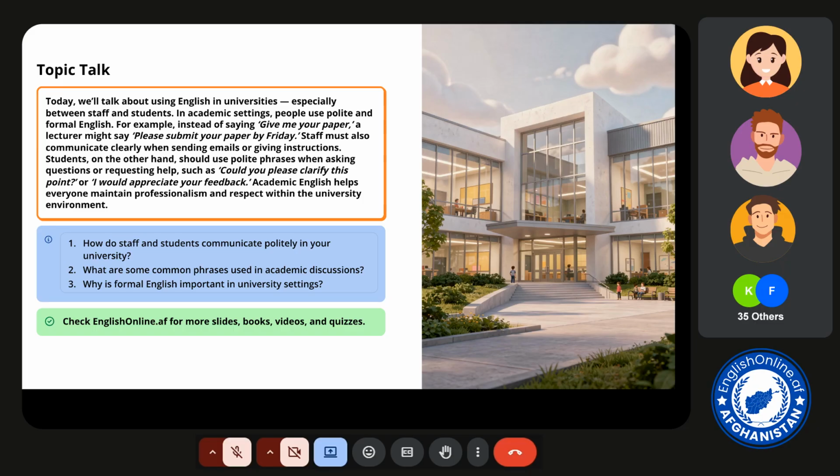Staff must also communicate clearly when sending emails or giving instructions. میگم کارمندا هم باید ارتباط برقرار کنن به صورت واضح هنگام sending emails and giving instructions و دادن هدایت.